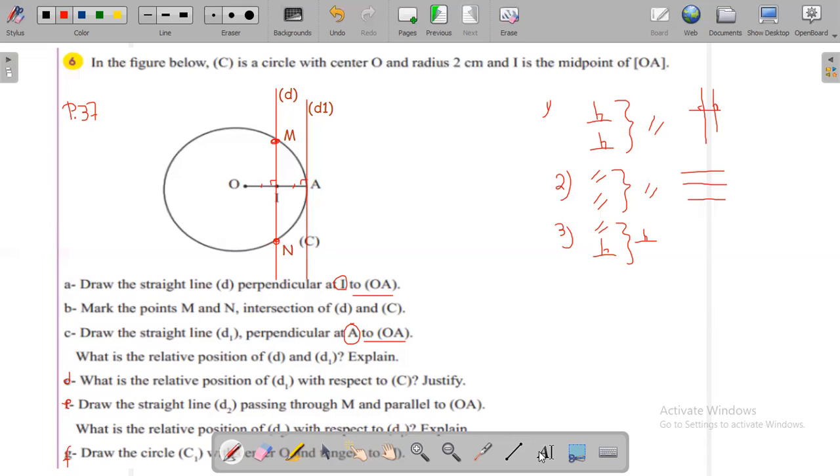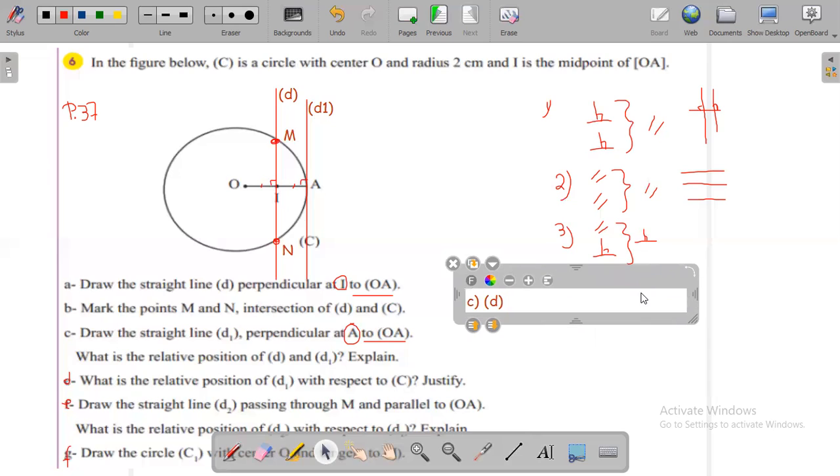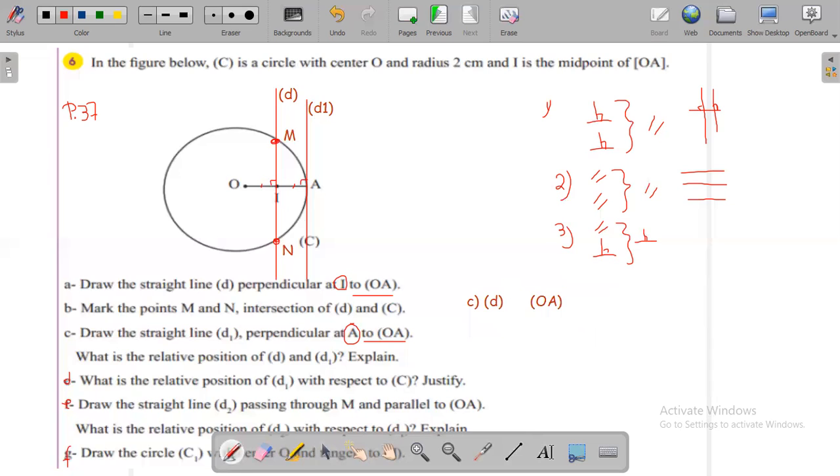And how do we answer? Let's answer part C. First, we have to write the symbols, then we write the rule. We say D is perpendicular to OA, and D1 is also perpendicular to OA.